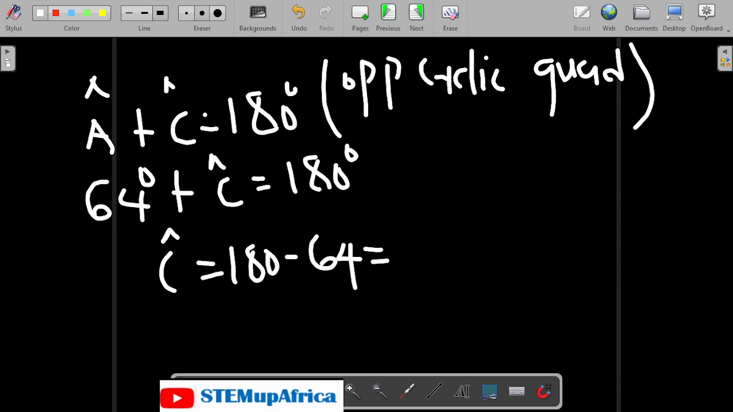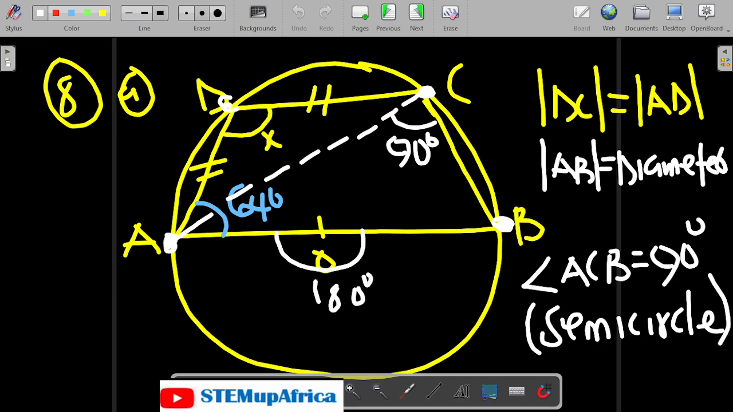180 minus 64 will give us 116 degrees. So angle C is 116 degrees. So the whole of this angle now is 116 degrees, and part of that angle is already 90. So what will the remaining portion be, for angle ACD?